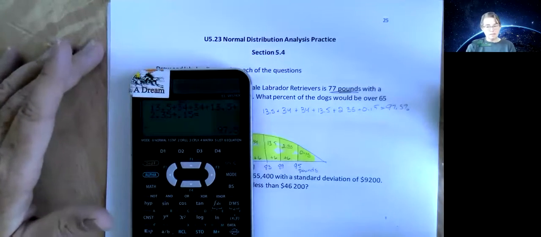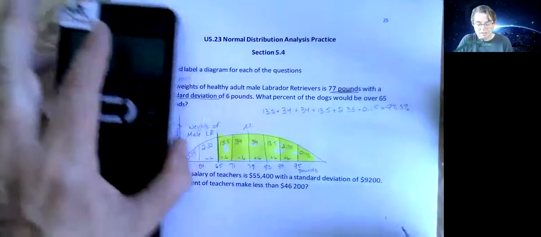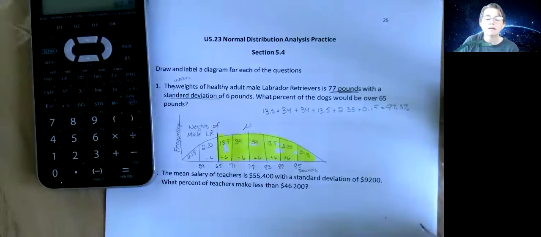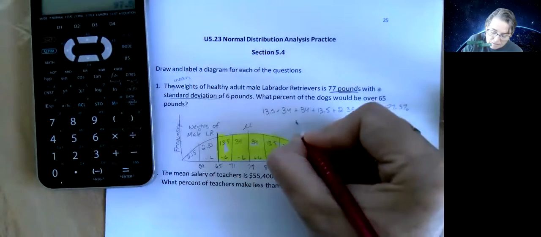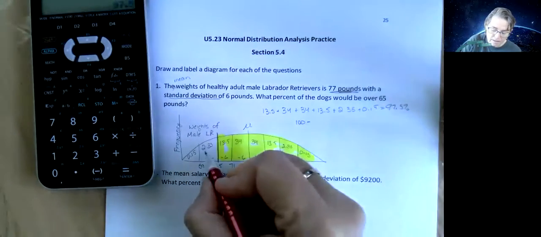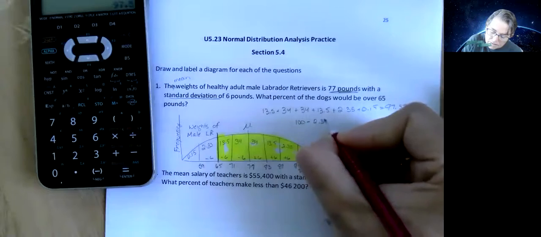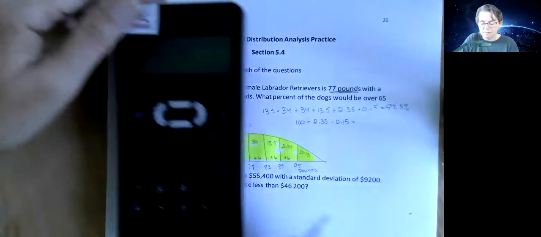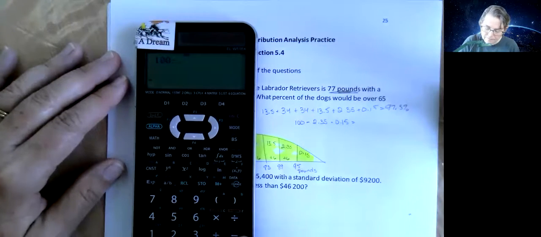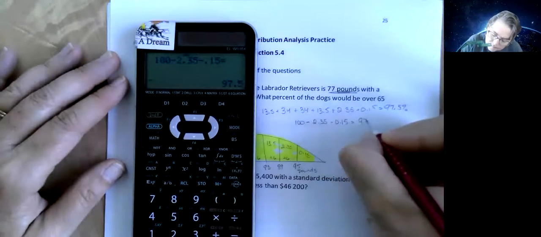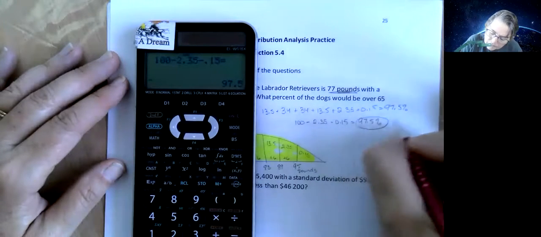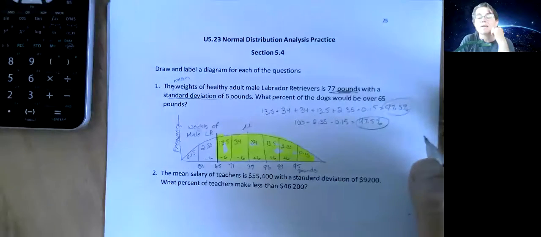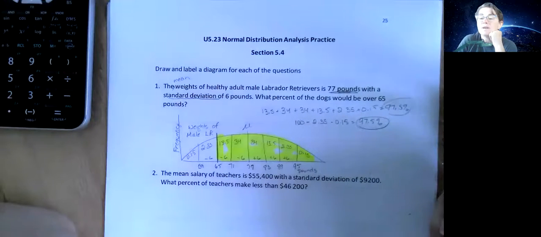Can you think of another way to do that question? Let's look at our graph. Well, the whole thing is what? 100%. And I'm going to take away the parts I didn't color. So let's see what that gives us. Same answer. Okay. You don't need to do it both ways, but I do it because it depends on how your brain works.